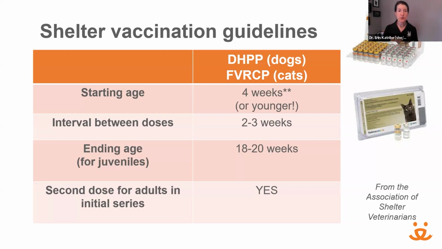Interval between doses. When we're revaccinating, so we're giving puppies and kittens a series of vaccines, we want to do it on a 2-week interval if they're in the shelter. I have a range on here, 2 to 3 weeks. If they are physically in the shelter, I want to be giving that vaccine at 2 weeks on the dot, not 2 weeks and 1 day, 2 weeks on the dot. That longer interval is for if they're in foster care and that foster can't get in, for example. But if they're in the shelter, I want to be aiming for 2 weeks on the dot. We keep vaccinating puppies and kittens until they're 18 to 20 weeks of age. And even adults are going to get a second dose of that FVRCP or that DHPP.